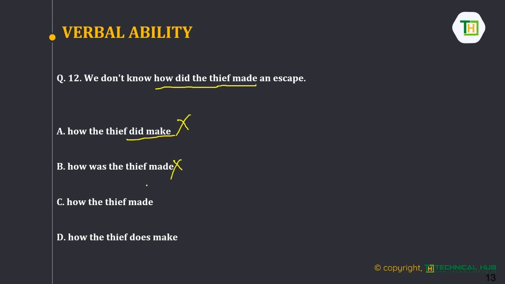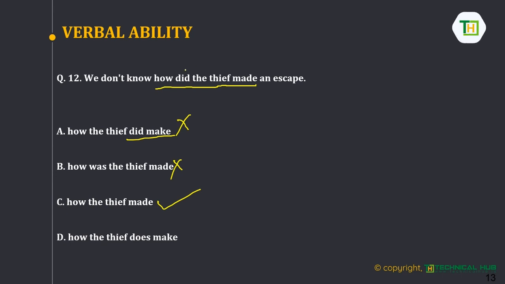How did the thief make an escape? We don't know how the thief made an escape. This one you can use, and this is the right form. And "how the thief does make" will not come because it is already in the past tense.